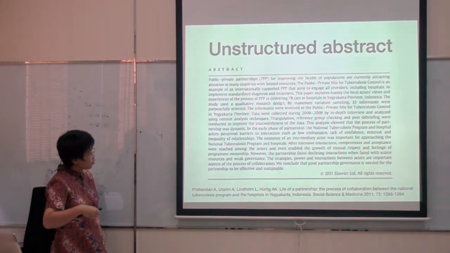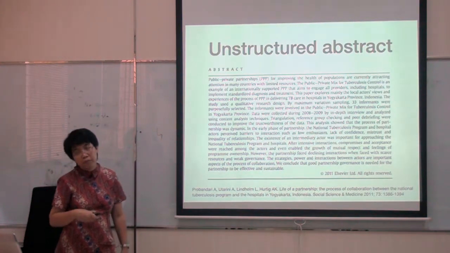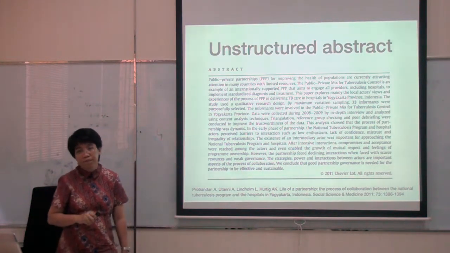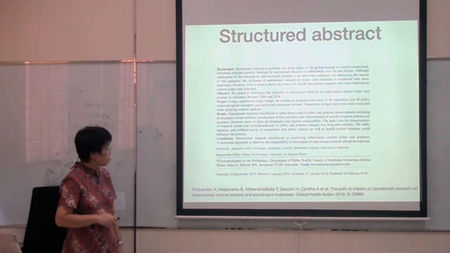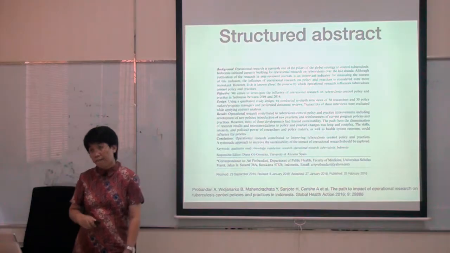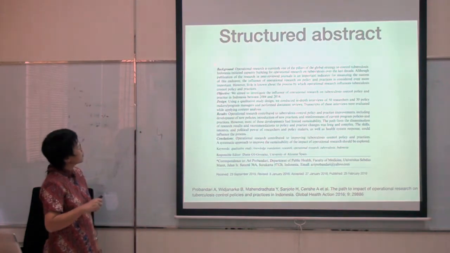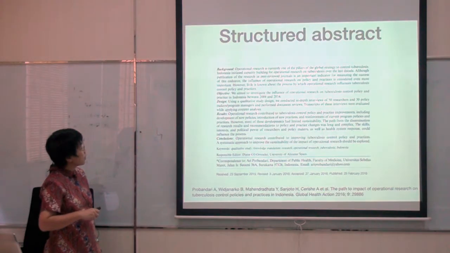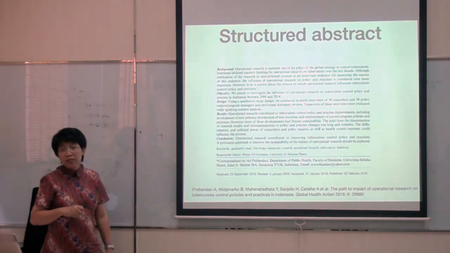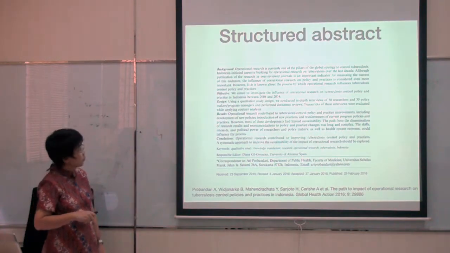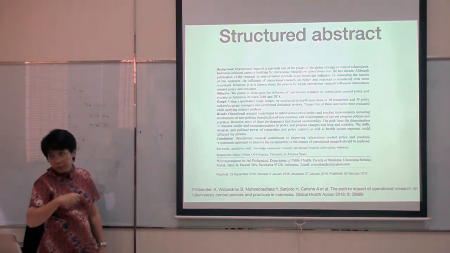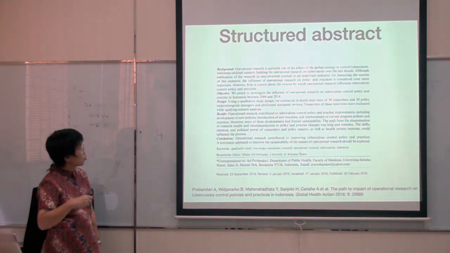And then this coming to the conclusion. We conclude that good partnership governance is needed for the partnership to be effective and sustainable. Only one sentence for the conclusion. Okay? So this is the structured abstract. Yeah, you can see here there is background, objective, design, result, and conclusion. So please refer to the journal guideline. Because this journal, Global Health Action, requires the structured abstract like this, that includes background, objective, design, result, and conclusion. Okay.